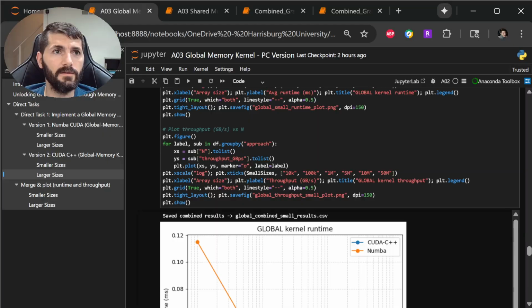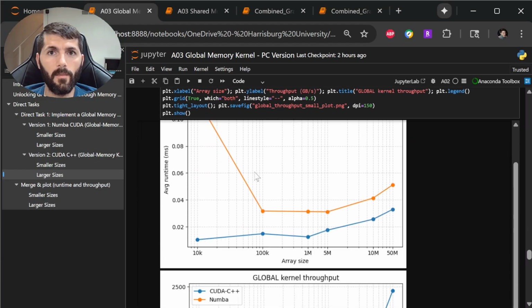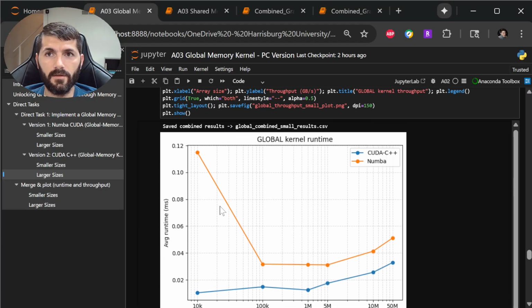And then plotting these. So these in the global memory here, you can see the Numba performance or the average runtime. It started out with high overhead. I do a warm up and everything, but this would sometimes be there, sometimes not. It's kind of interesting. Every time I ran it, sometimes it wasn't super consistent.